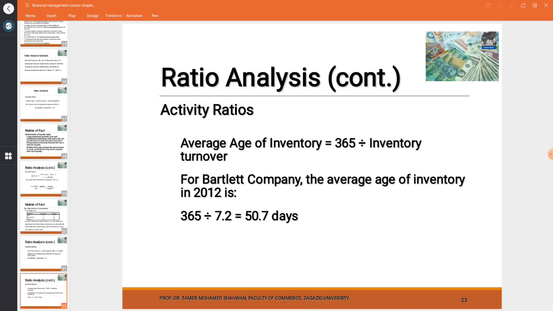In this firm, we calculated previously inventory turnover at a level of 7.2. By dividing 365 by 7.2, you will have what we call the average age of inventory, which in this case is 50.7. What is the meaning of 50.7 days? It means that this firm is able to get rid of its inventory in a period of time equal to 50.7 days.